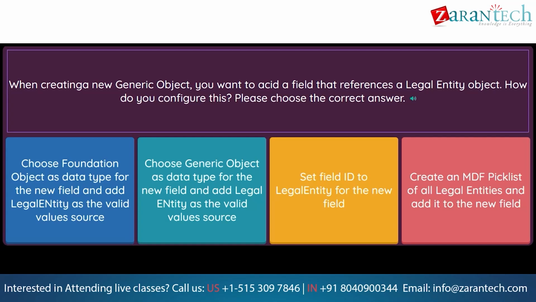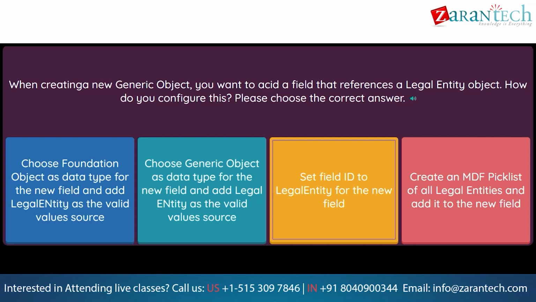Question: when creating a new generic object, you want to add a field that references a legal entity object. How do you configure this? Please choose the correct answer. Option 1: Choose foundation object as data type for the new field and add legal entity as the valid values source. Option 2: Choose generic object as data type for the new field and add legal entity as the valid values source. Option 3: Set field ID to legal entity for the new field. Option 4: Create an MDF pick list of all legal entities and add it to the new field.